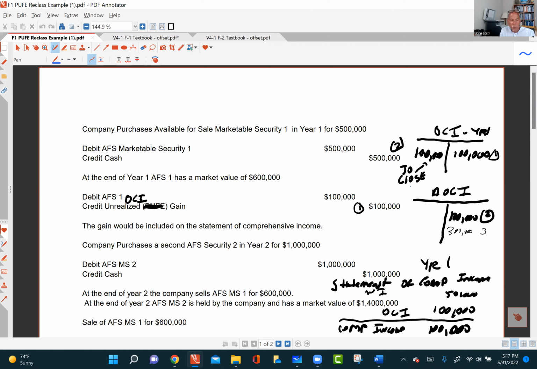So if we have a trading security, that means we're trading that security on a daily basis. And since we're trading it nearly on a daily basis, we will mark that security to market every period at the end of the year. And we will do what? We will take any unrealized holding gains and losses, and we report it directly on the income statement as part of my net income, right?